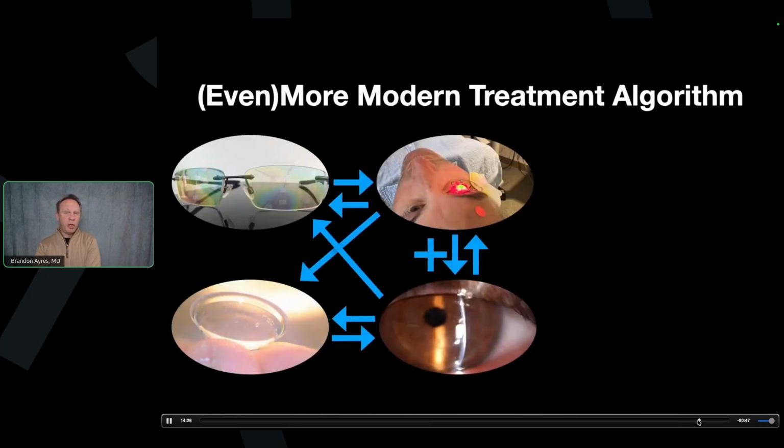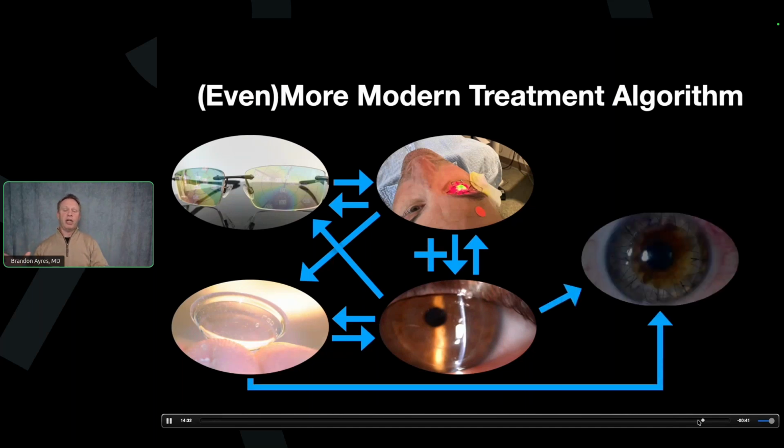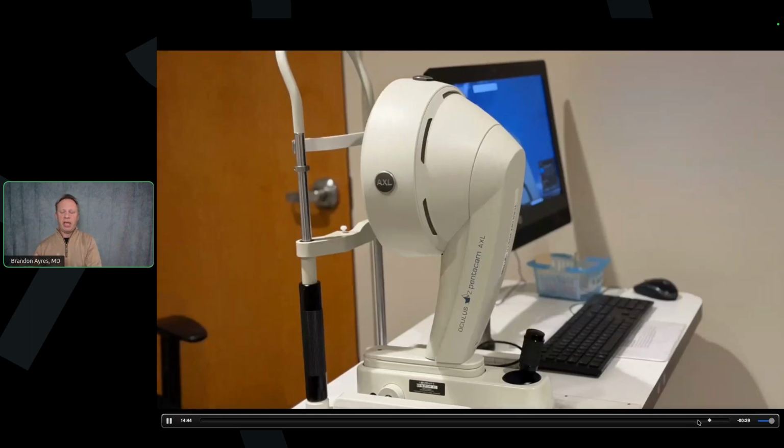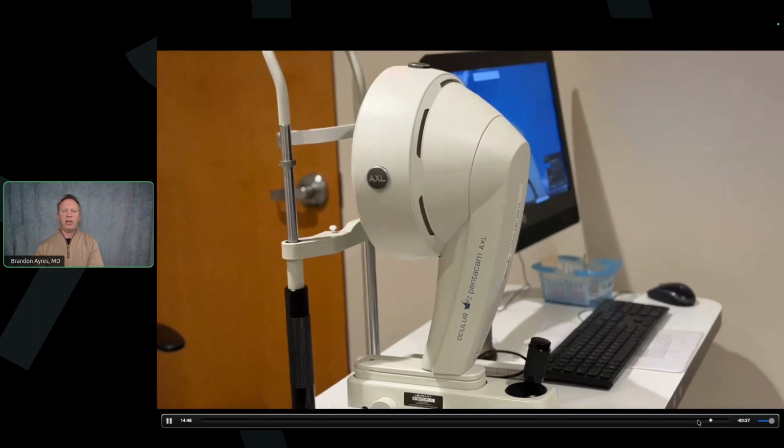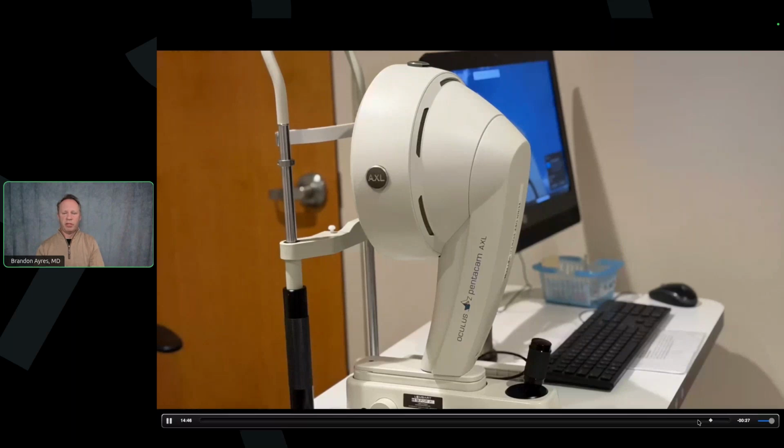So now I think our algorithm for keratoconus is much more modern, all based on Pentacam measurements. Yes, glasses, then quickly moving on either to cross-linking or CTAK then cross-linking, or cross-linking then CTAK. All in an attempt, and then going back maybe even and trying a contact lens, all to try and avoid the PKP, and all of it based on our Pentacam measurements and following.